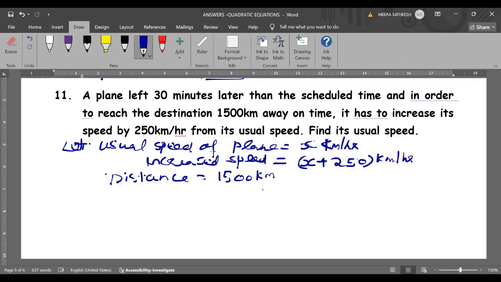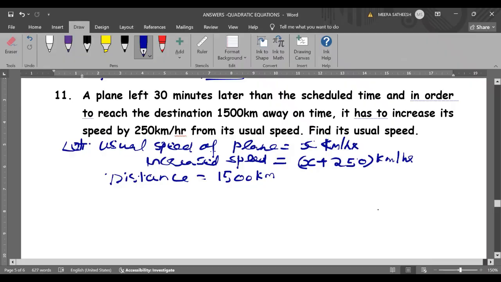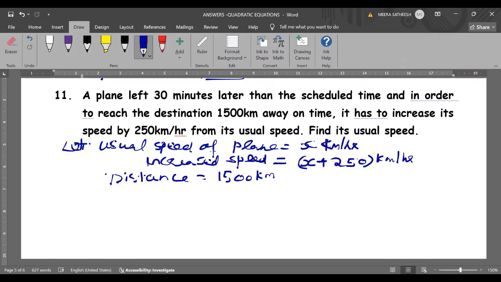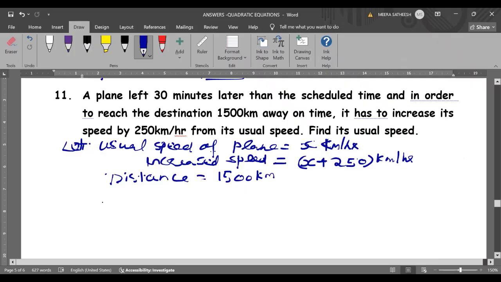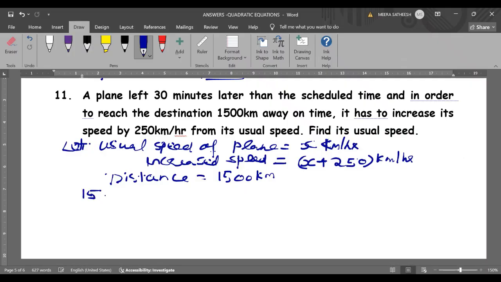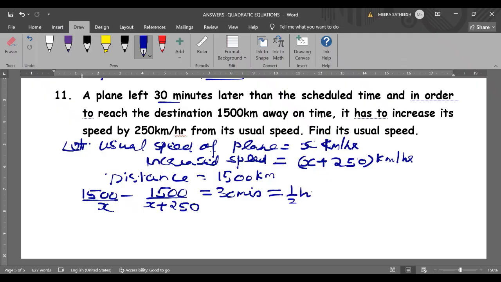So the normal scheduled travel time is what? 1500 by x. But the plane started 30 minutes later. That's why it increased the speed here, no? So, when speed increases, time decreases. We know that. So, 1500 by x minus 1500 by x plus 250 is equal to what? 30 minutes. This 30 minutes we have to convert into hours. So what we have to do? We have to divide this by 60, or we can write it as half an hour, 1 by 2 hour.